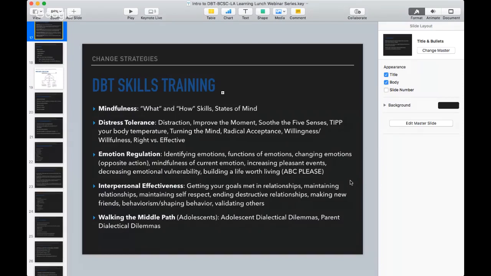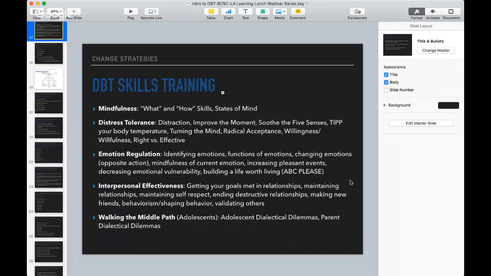The emotion regulation module is actually my favorite module. I think of it as sort of emotion school. It's where we learn about how to identify our emotions, how to figure out what they're doing for us, the function of them, and what they're signaling to us, and also how to manage them, which sometimes involves changing painful emotions. There's a focus on how to experience your emotions mindfully, increasing your experience of pleasant events, as well as decreasing your emotional vulnerability.